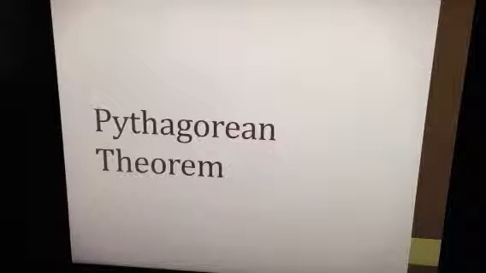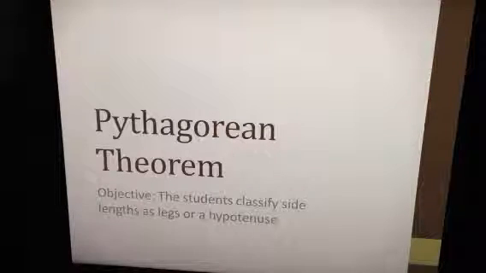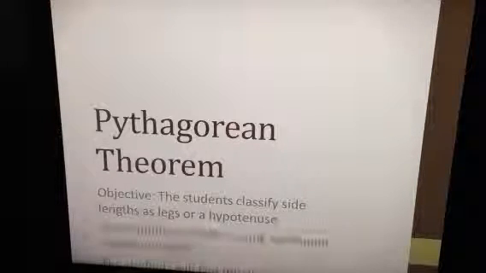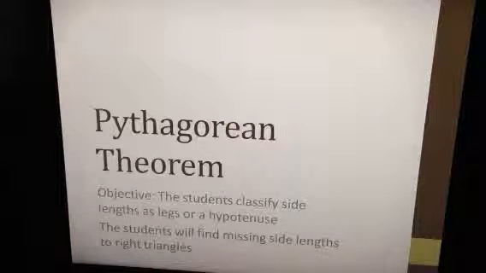Today's lesson will be about the Pythagorean theorem. The objective: the students will classify side lengths as either legs or a hypotenuse. The students will find missing side lengths to right triangles.